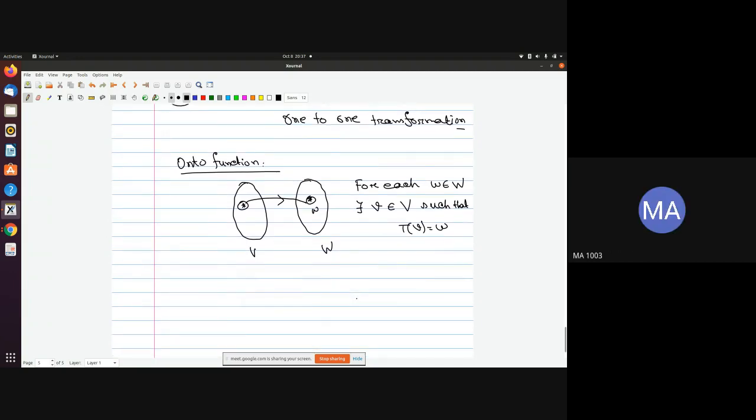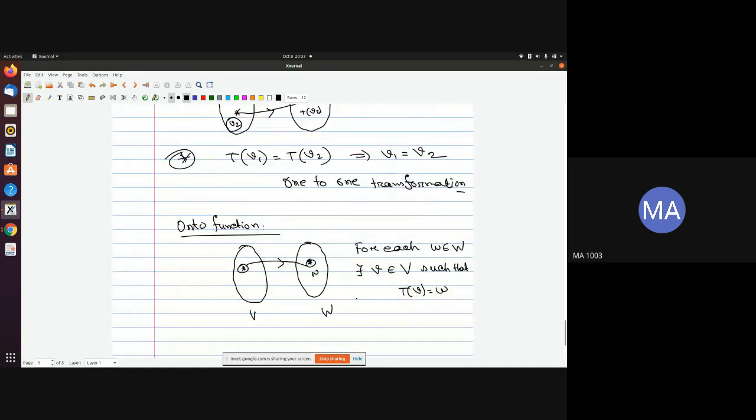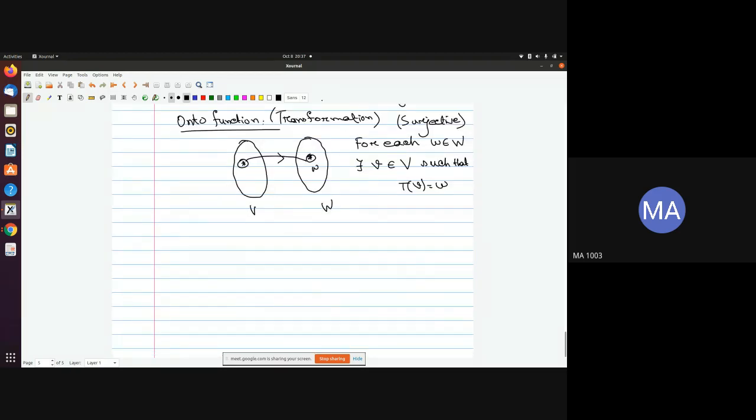Yes. So the same thing happens for a one-to-one transformation. So here I should write transformation. One-to-one transformation is called injective, and this is called surjectivity. Okay, so the same thing works. So now let's check some example. Say T from R2 to R2.